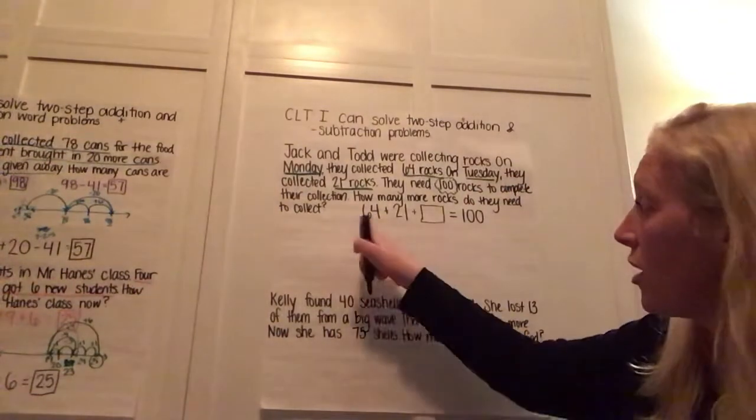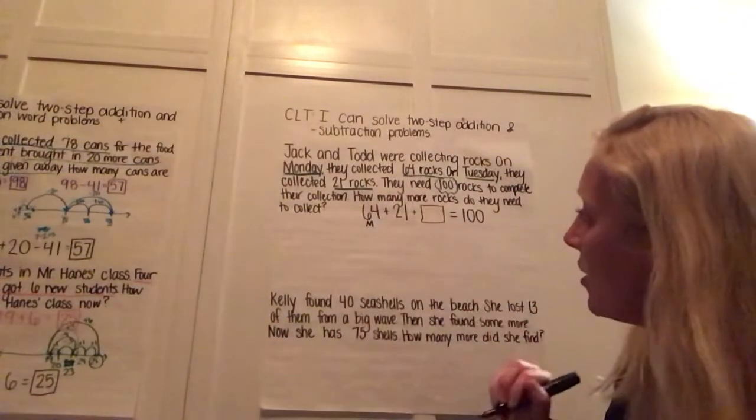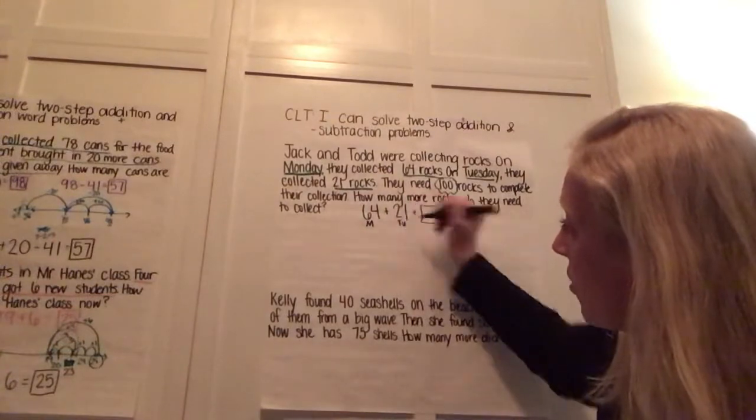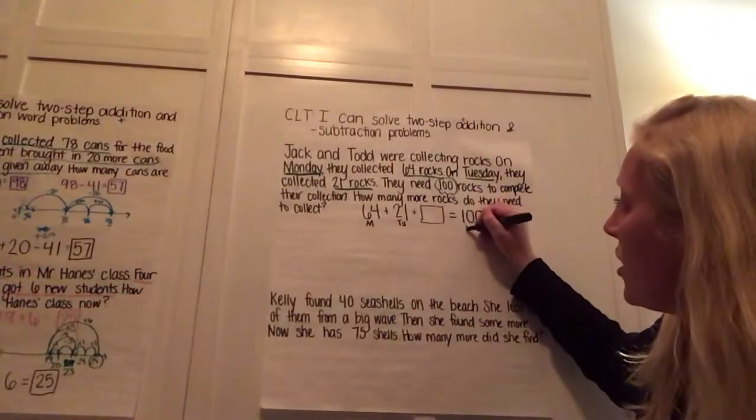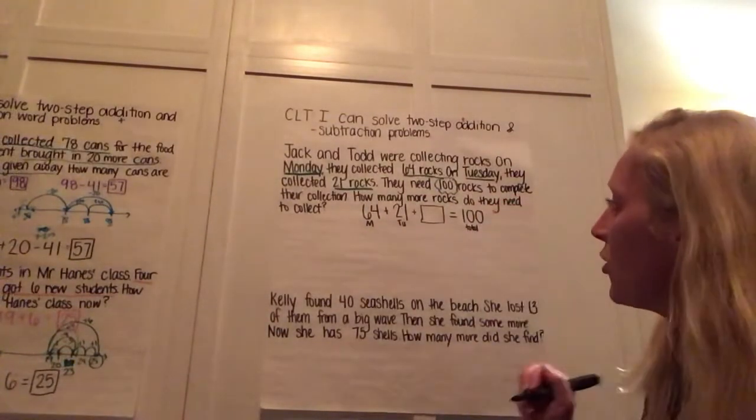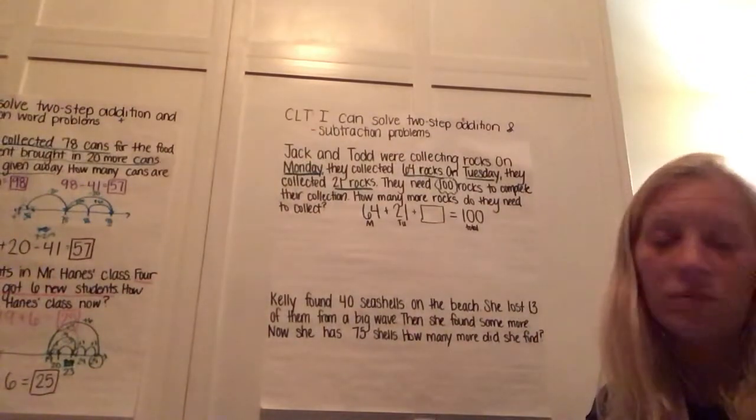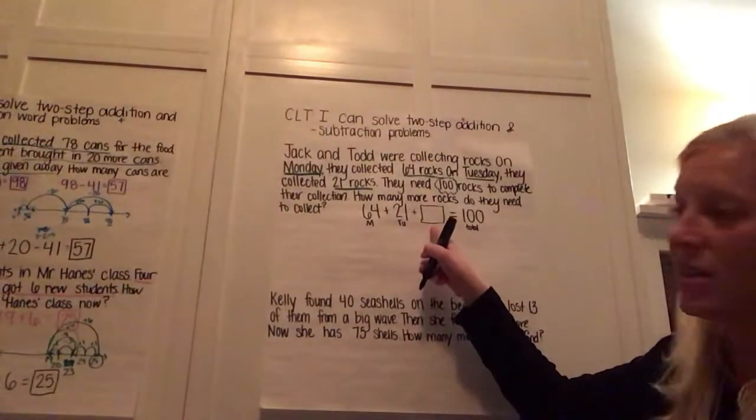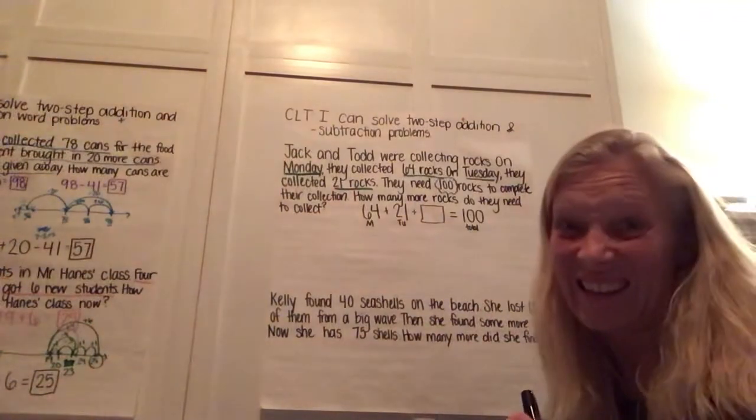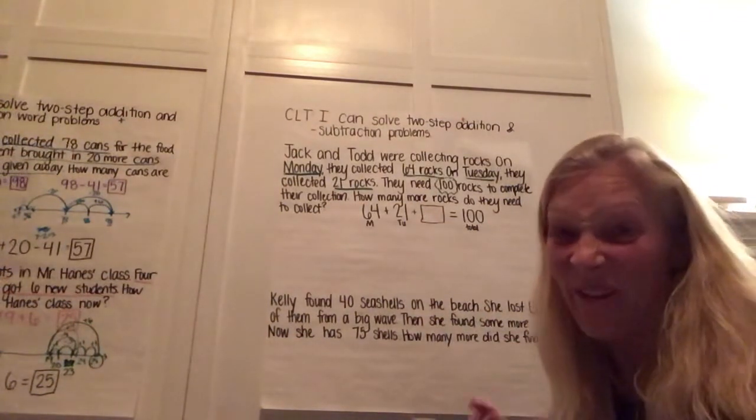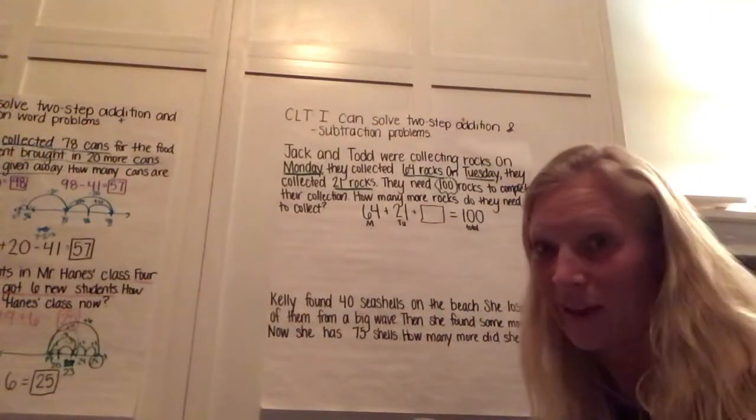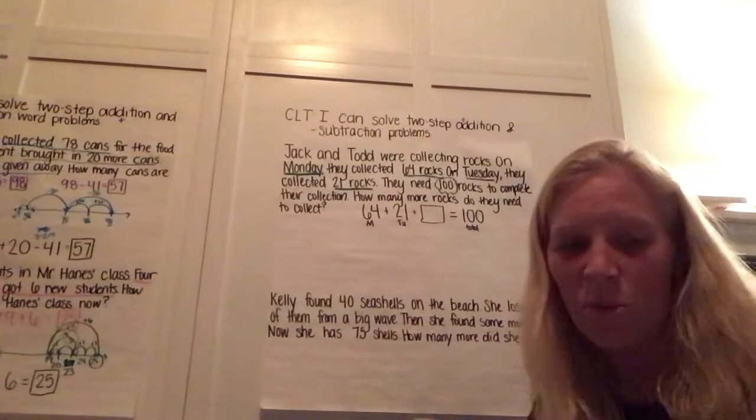So if we've already collected some for Monday, 21 on Tuesday, we need to have 100 collected total. Then we need to collect this many more. We don't know how many that is. So now we've got to figure out what we're going to put in that blank. Are you ready? Show me how you might solve that.